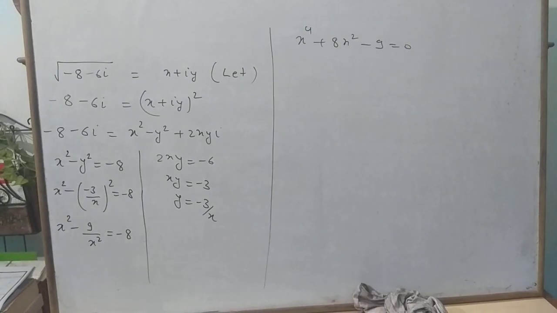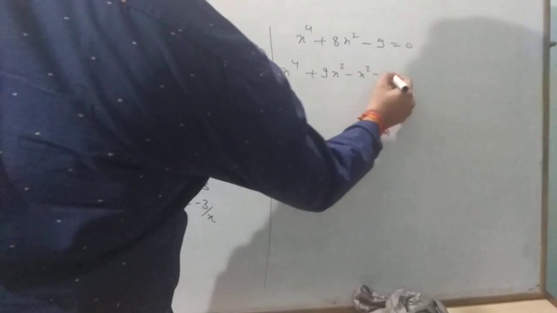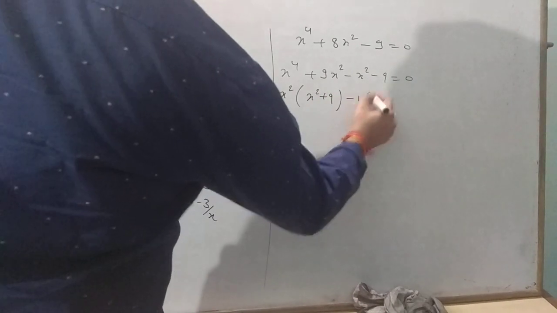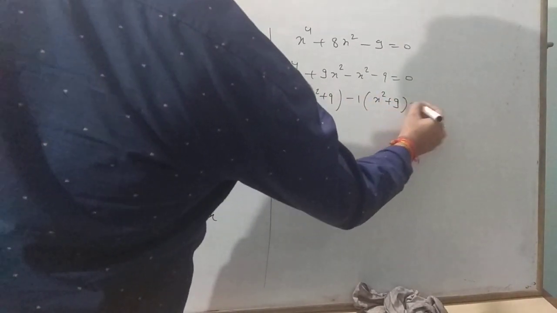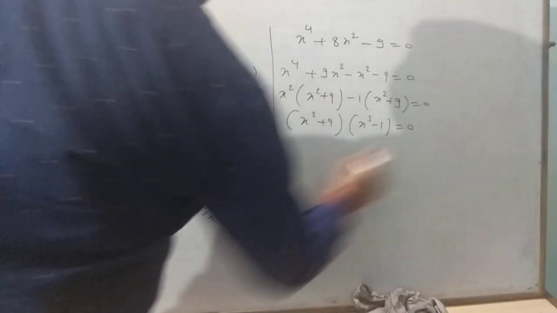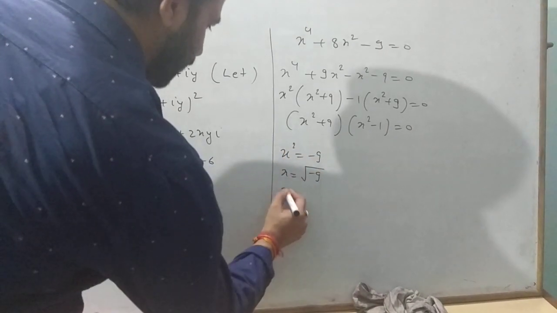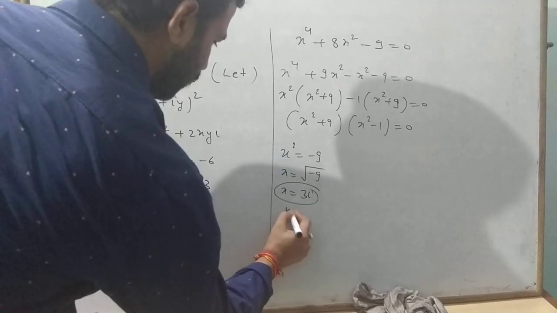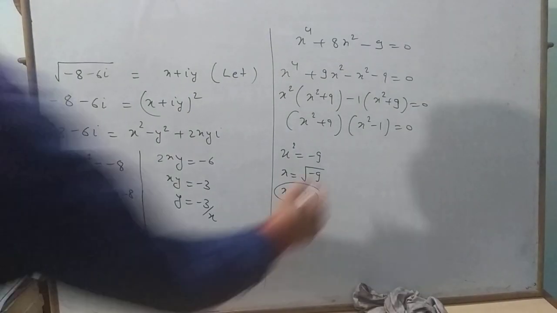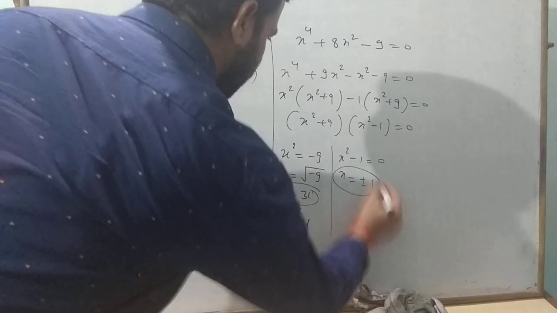Writing in the quadratic form, x to the power 4 plus 9x square minus x square minus 9 is 0. Take common x square plus 9: first bracket x square plus 9, second bracket x square minus 1 is 0. Again, x square is minus 9, x is equal to under root minus 9, which is 3i, not valid since x is real. So x square minus 1 is 0, so x is equal to plus minus 1.